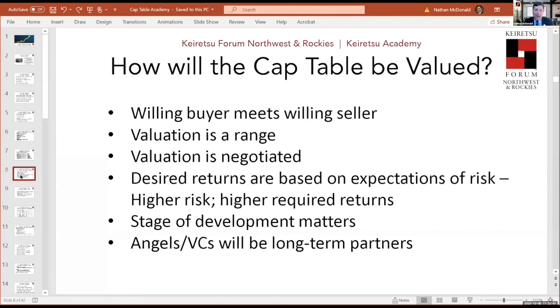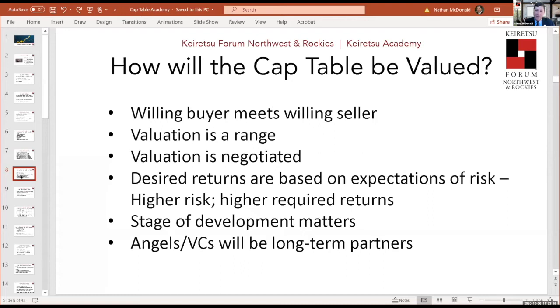So once you get over that hurdle, then we're looking at valuation. We're looking at how we will value the cap table. And this gets into a whole marketplace discussion around how you determine value, and how you determine relative value. There are certain benchmarks that we look at. And the stage of development is very important, because angels and VCs are going to be long-term partners invested in these businesses. And the key is having willing sellers.